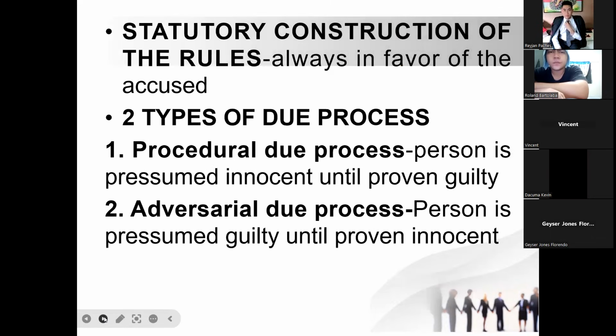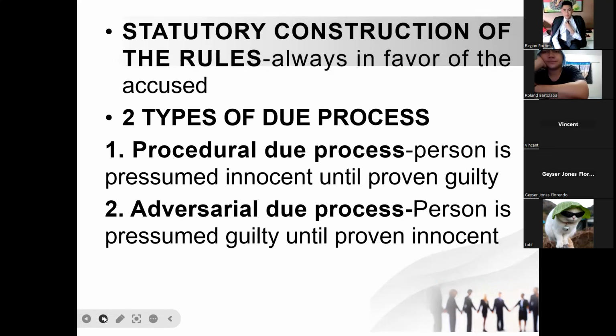Then of course, we have the statutory construction of the rules. So again class, statutory construction of the rules, always in favor of the accused. So hindi pwedeng gumawa ng mga batas ang state natin, class, without considering yung welfare ng accused natin. Okay? So, di ba? In dubio pro reo. When in doubt, in favor of the accused.